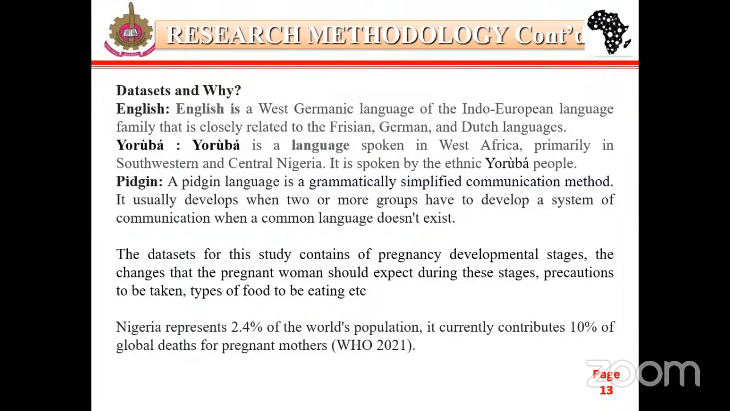Why are we looking at this area? Nigeria constitutes 2.4 percent of the world population and currently contributes 10% of the global deaths of pregnant women, according to the World Health Organization report in 2021. So this poses a challenge to people in Nigeria, because we need to look at how we can attain the MDG in this regard.